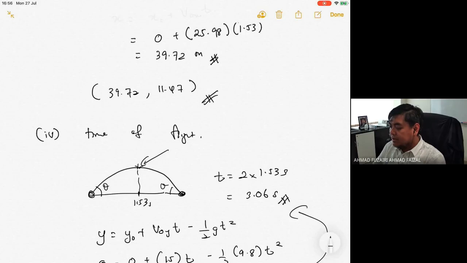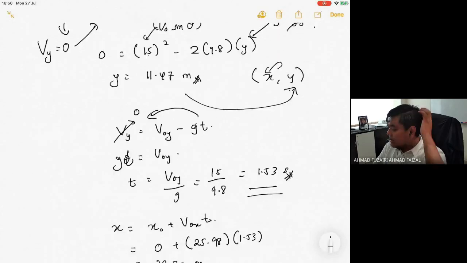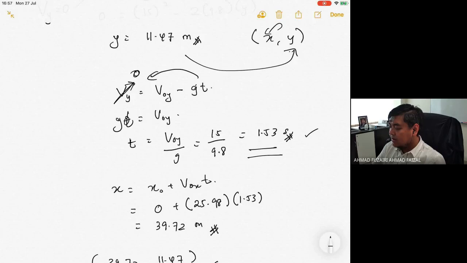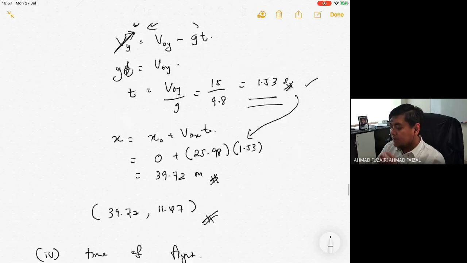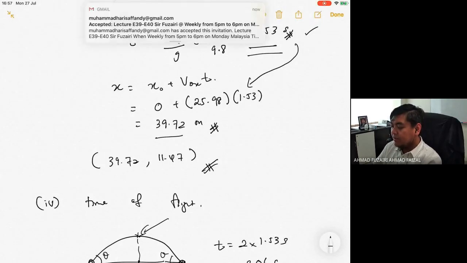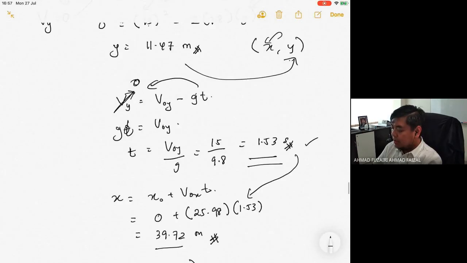In order to do that, you use this kind of equation, because at maximum height, Vy is equivalent to zero. So Vy equals zero, equivalent to V naught y minus gt. After that, I bring this t, which is equivalent to 1.53. Afterwards, I take this 1.53 seconds into this kind of equation in order to find 39.72 meters. Therefore, the coordinate is 39.72, 11.47.